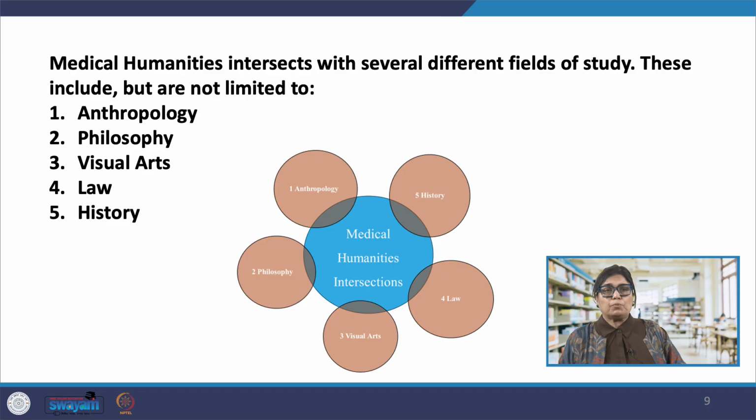By examining the history and culture of medicine as well as concepts of embodiment, identity and social connections, it prepares aspiring health professionals to engage thoughtfully in the healthcare landscape and to become compassionate advocates for the individuals and communities they serve. Medical humanities intersects with several different fields of study, and these include, but are not limited to, anthropology, as I discussed earlier, also philosophy, visual art, law, history.